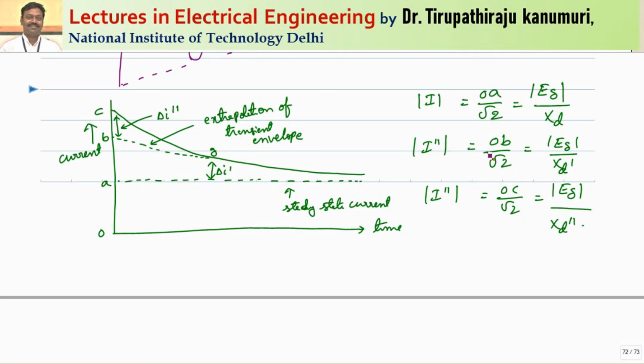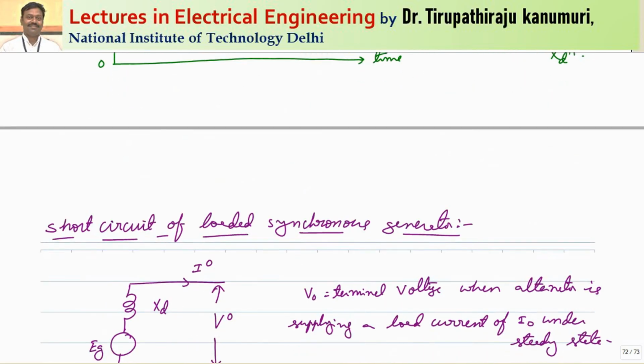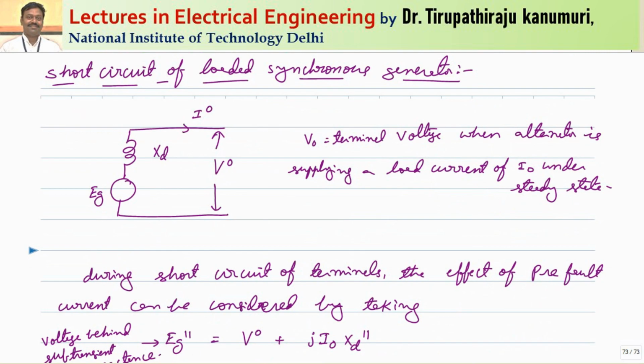So what is the transient current? Transient current I' will be equal to OB divided by root 2, which is nothing but E_g divided by X_d'. So this is not I'', this is equal to I'. The difference between I' and I is nothing but equal to delta I'. Similarly, I'' will be equal to OC divided by root 2, which is E_g divided by X_d''. So now what will be the short circuit under the case of a loaded synchronous generator?